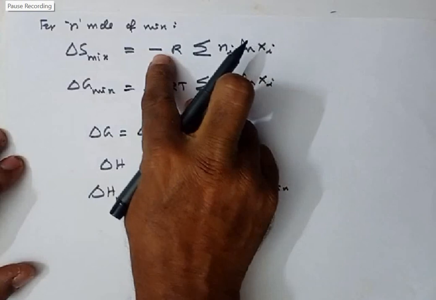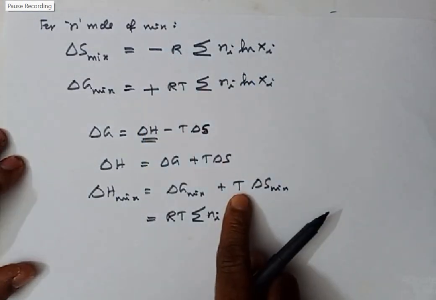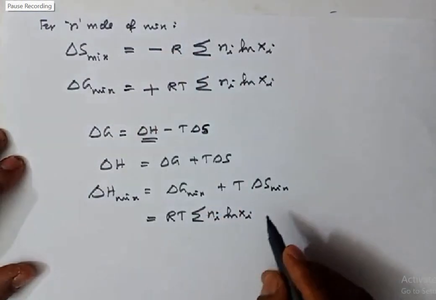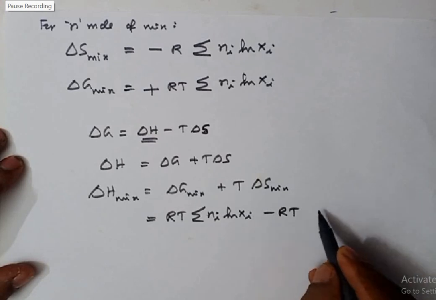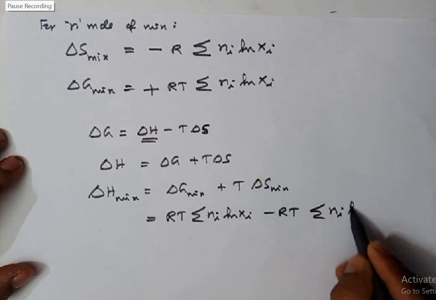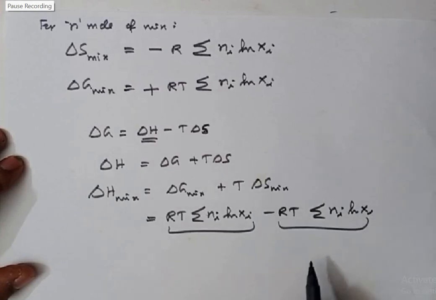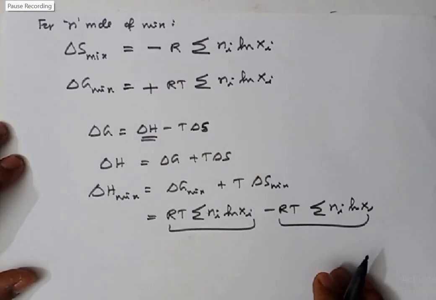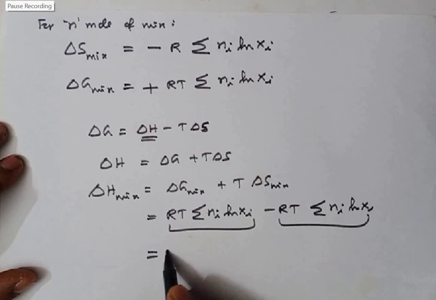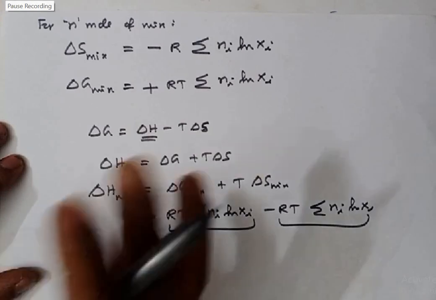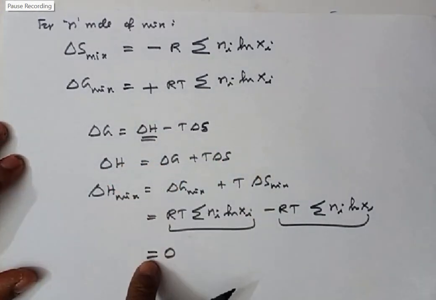Delta S mixing is minus. Now we have to multiply by T. So what we'll get? Minus RT summation of Ni ln Xi. See, these two quantities are equal, correct? If I subtract, 0. Yes. For ideal gas mixture, delta H mixing is 0.